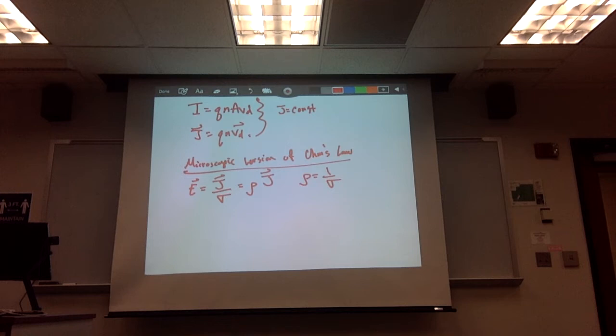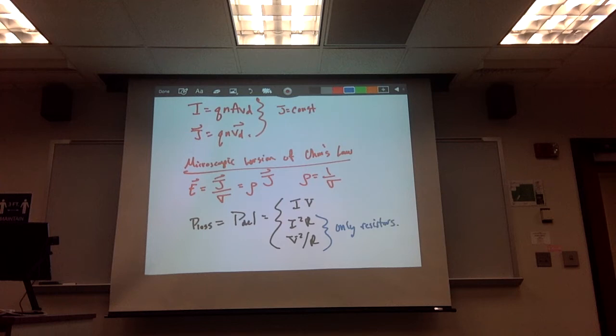So the last thing we then looked at was about power. We said that the power loss was equal to the power delivered, which was then equal to one of three things: either the current times the potential, the current squared times the resistance, or the potential squared divided by the resistance, where the second two are good only for resistors. And then the first one is good for anything.